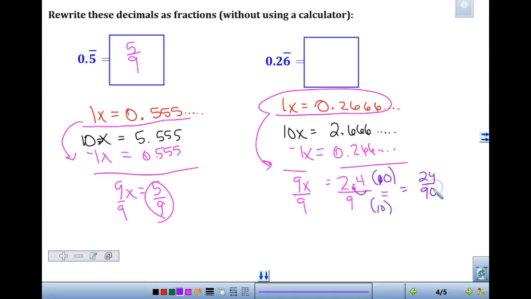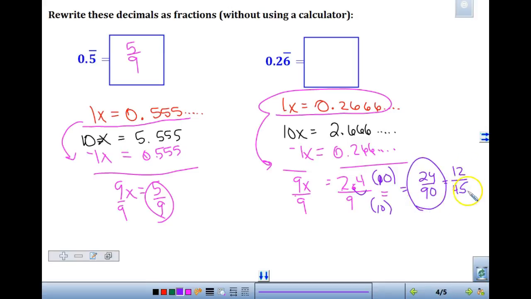Now, if you had 24 over 90, you guys notice it's even. Can we divide them both by 2 pretty easily? Yeah. Half of 90, that's 45. And half of 24 is 12. This would be a better answer, but I will take this answer.